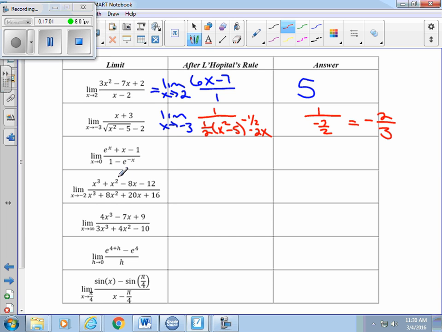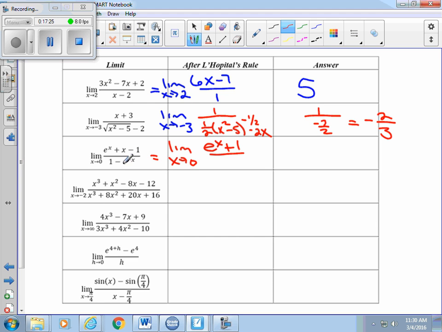you couldn't do it. So L'Hopital's rule doesn't just make limits easier long term. It makes some that were impossible by hand possible. Because I can take the derivative of that, and I get the limit as x approaches 0 of e to the x plus 1. Everyone good with how I got e to the x plus 1?